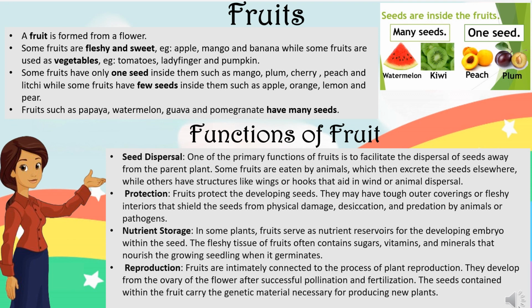Many fruits are brightly colored and emit enticing aromas to attract animals, which play a crucial role in seed dispersal. Fruits are intimately connected to the process of plant reproduction. They develop from the ovary of the flower after successful pollination and fertilization. The seeds contained within the fruit carry the genetic material necessary for producing new plants.